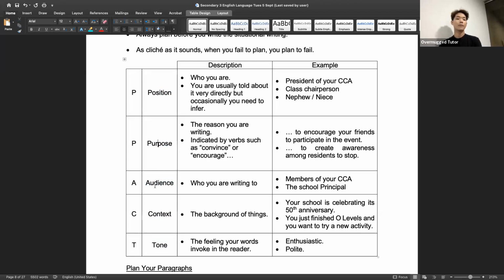So the difference between purpose and context, I think, is a question that a lot of people ask. The purpose is the reason why you are writing. So how to know what the purpose is? You always look out for verbs. They will tell you, you are to convince your schoolmates to do something. You are to persuade your teacher to do something. You will look out for verbs to identify what the purpose is. On the other hand, for context, you're just saying the background. What exactly is the reason for you doing this thing? So maybe you saw a brochure, or maybe your school is celebrating its 50th anniversary. Regardless, that is the context. Context and purpose are not the same thing. You need to know this very well.